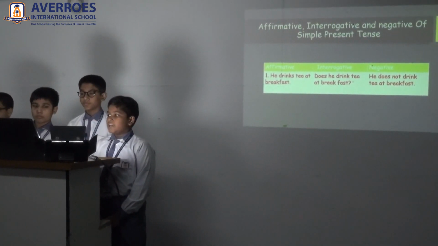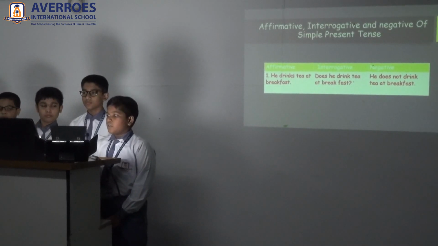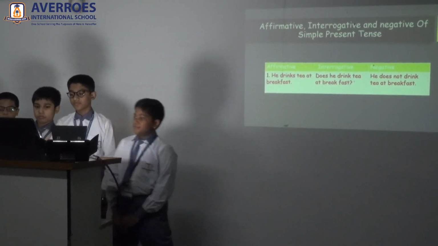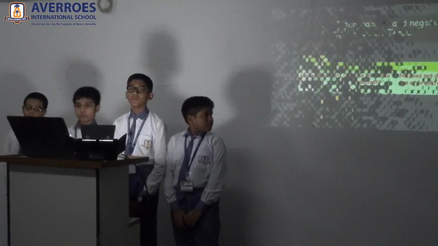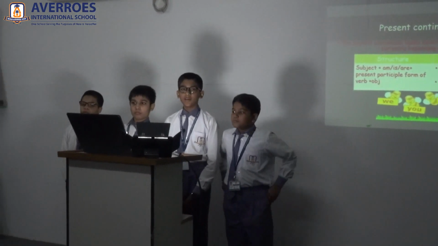Now I would like to invite Abdullah again to continue with present continuous tense. I am here again to describe present continuous tense. The present continuous tense describes actions or events that are currently happening. The structure of it is subject plus am, is or are plus present participle form of verb plus object, like Rafi is studying.